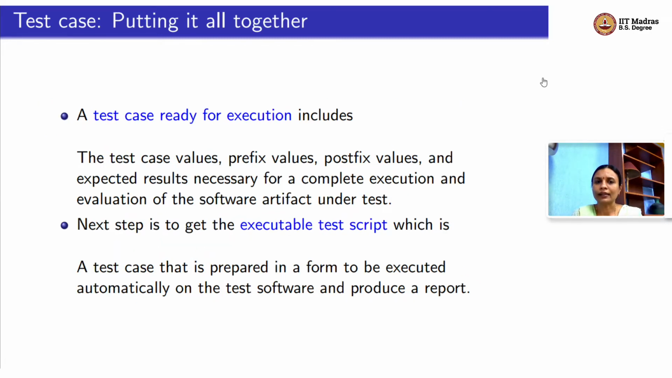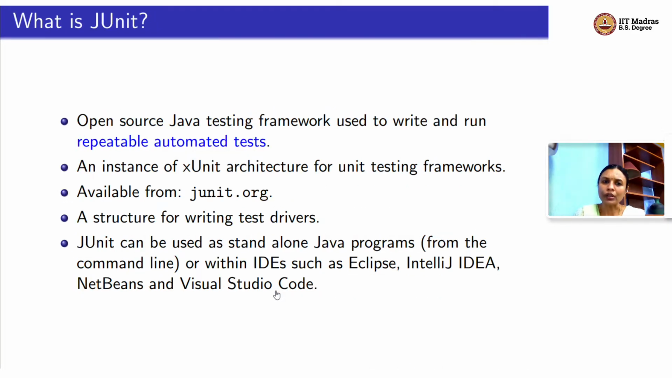So a test case that is ready for execution, unlike a test case algorithmically, includes the following: the actual values of the test case, prefix values and postfix values as necessary, and expected results or outputs that are necessary to complete the execution and evaluation of your module under test. When I get an executable test script, the test case is prepared in a form that can be executed automatically on the software, and a report can be produced about the test case passing or failing. So JUnit is a tool that will help you to do this.